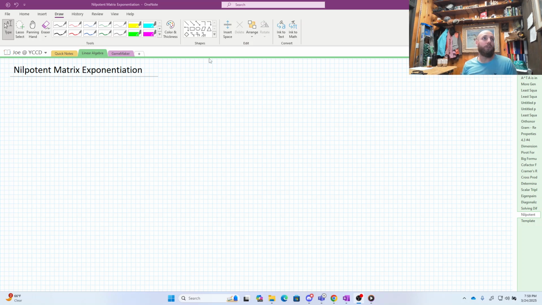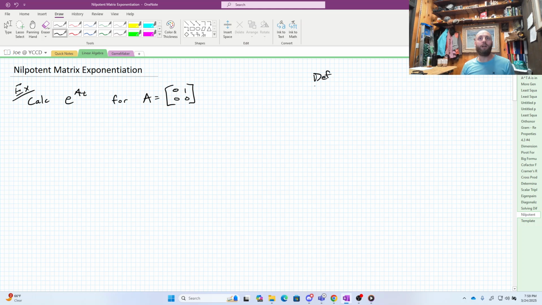All right. So this is going to be a first example of something that I can actually calculate e to the At for. So my goal is to calculate e to the At for A is this matrix here, 0, 1, 0, 0. Now, this matrix is a special one. So I'm going to get a little definition going here.